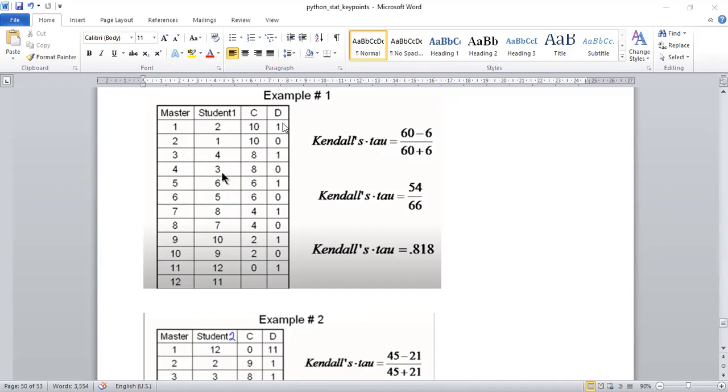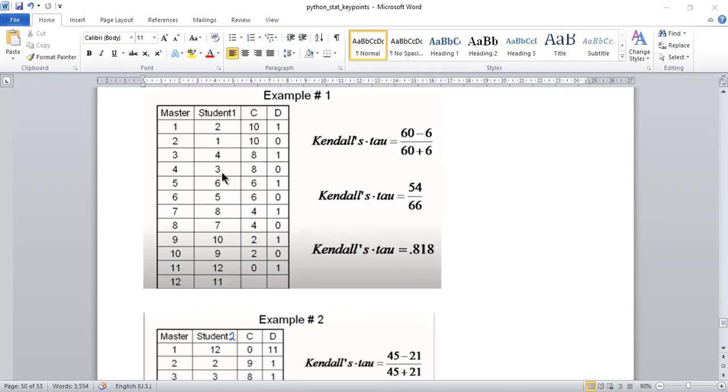And if you add these discordant pairs: 1, 2, 3, 4, 5, 6. So now you just have to find Kendall's tau, that is 60 minus 6, that is C minus D, divided by 60 plus 6, that is C plus D. So C minus D is your numerator, C plus D is your denominator. In this way you have found that Kendall's tau is 0.818.